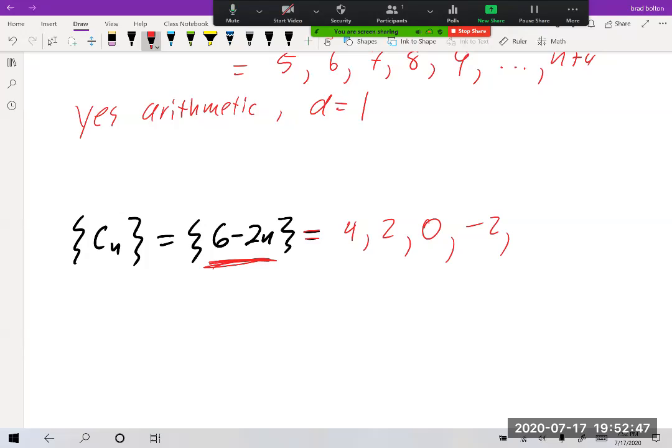Plug in 5. 6 minus 10 would be negative 4. We see a pattern, right? How much is it changing by from here to here, from here to here, from here to here? So all we have to do to find the common difference is you pick any two consecutive terms. So let's say this term and this term.